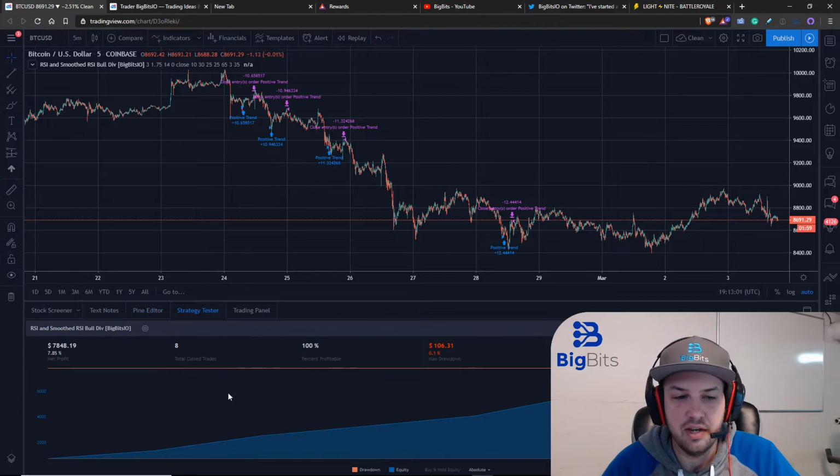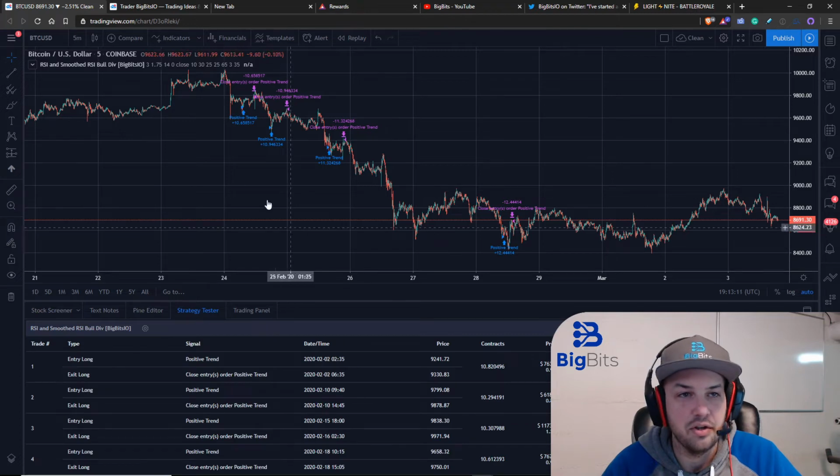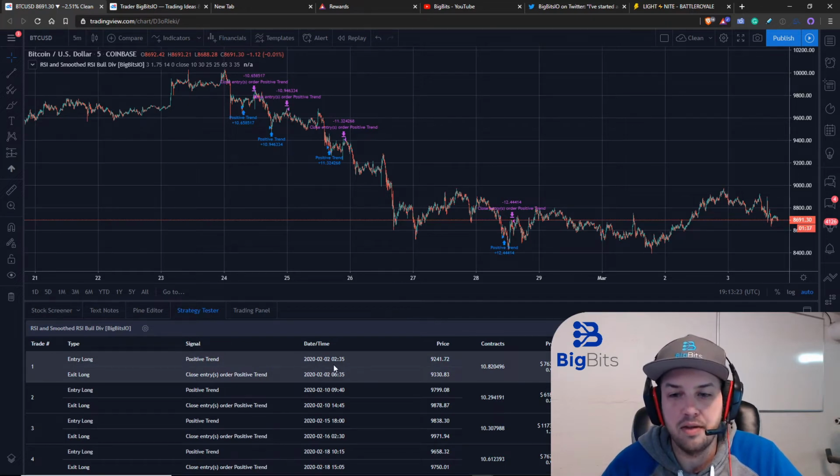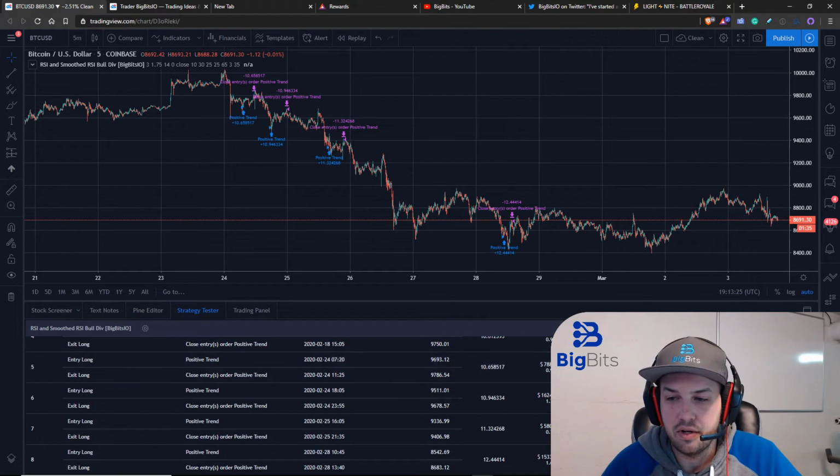You look at the strategy tester. This is exactly what you're going to see on the script page when you go to actually look at this one, because it has done pretty good on 5-minute candles. It is designed with the default values for 5-minute candles, but you'll see 100% hit rate all the way back to February 2nd, so a month now, and pretty decent returns for that.